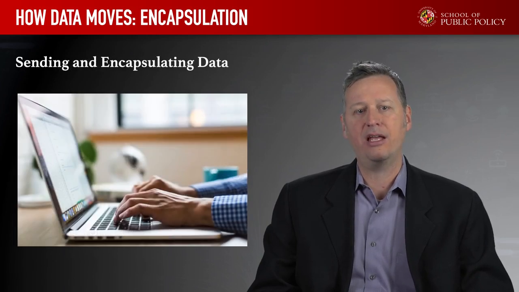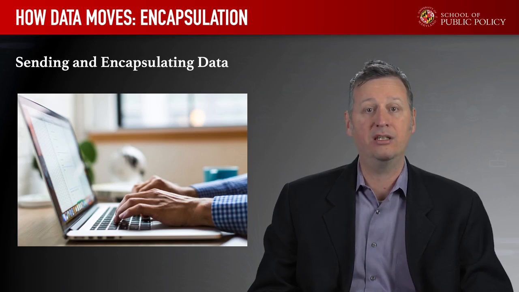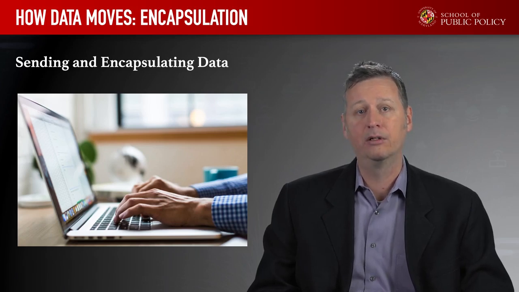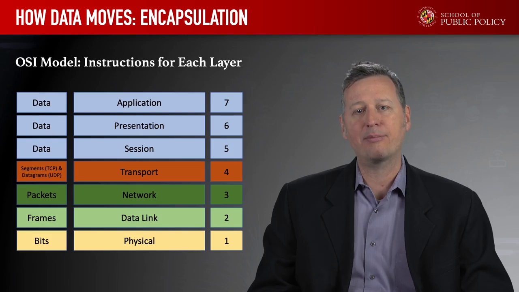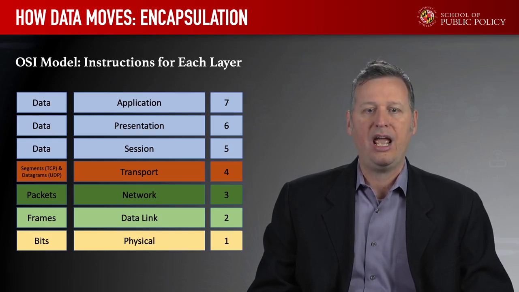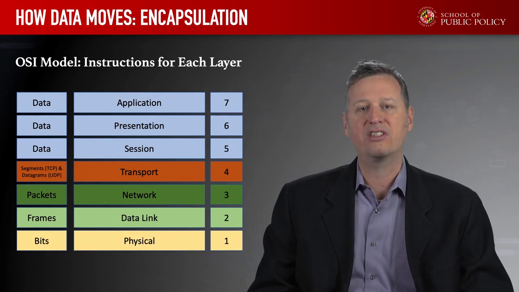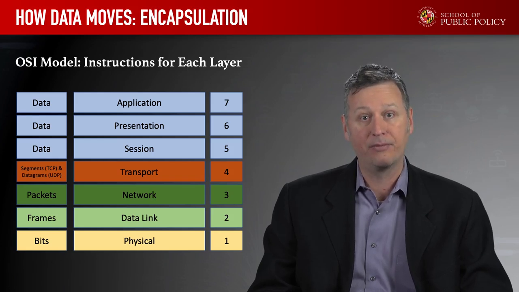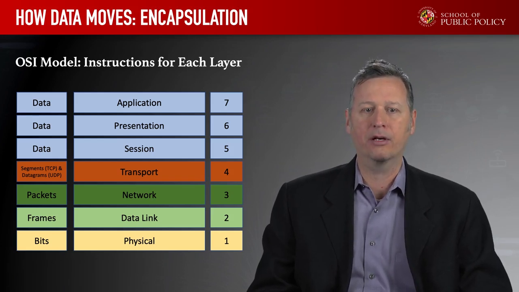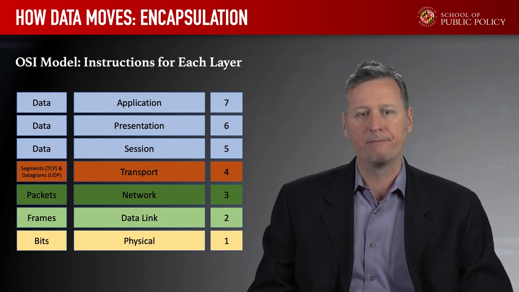If I want to send and encapsulate data, so I'm using a laptop and writing an email and I want to hit send on that email, I need to encapsulate those instructions in some sort of structure. The OSI model has 7 different layers, and remember, those layers form the stack. We're going to start at the very top here, at the application layer.